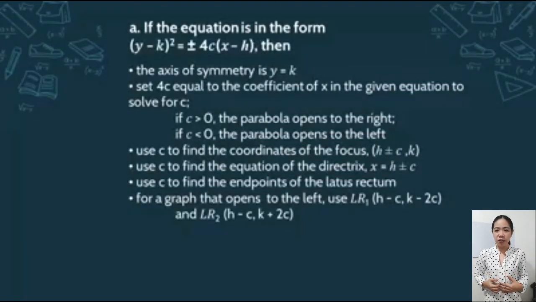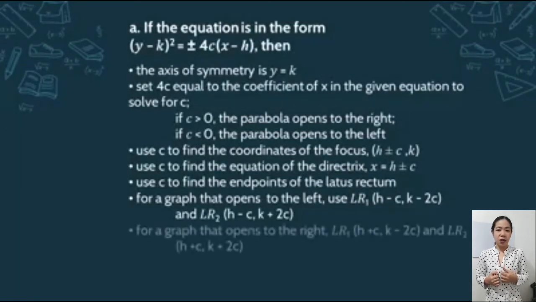Speaking of LR sub 1 and LR sub 2, if the graph opens to the left, we use LR sub 1 as h minus c, k minus 2c. And LR sub 2 is h minus c and then k plus 2c. Now if the graph opens to the right, LR sub 1 becomes h plus c, k minus 2c, and LR sub 2 is h plus c and k plus 2c.